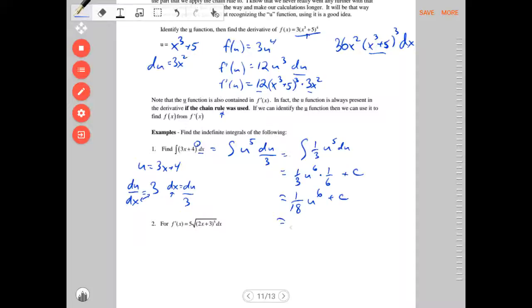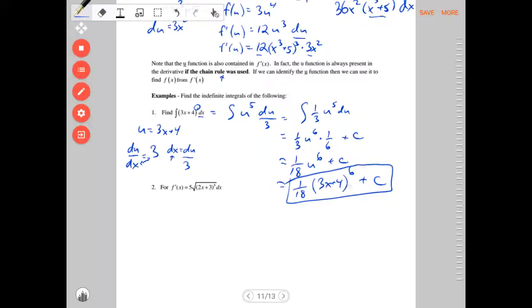And then we put the u function back in. So 1/18, the u function was 3x plus 4, to the 6th, plus c. And that is our final answer. Now, let's check to make sure that it actually worked.